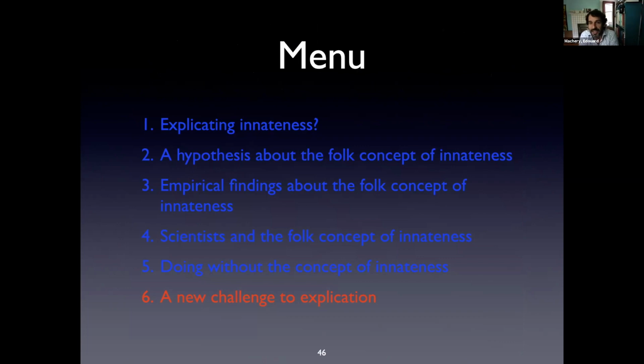The folk concept of innateness leads to unreliable inferences. The scientific concept of innateness cannot be the result of an explication, because the lay concept of innateness works as an attractor in thought. And that's what we take our work over the last few years to have shown.